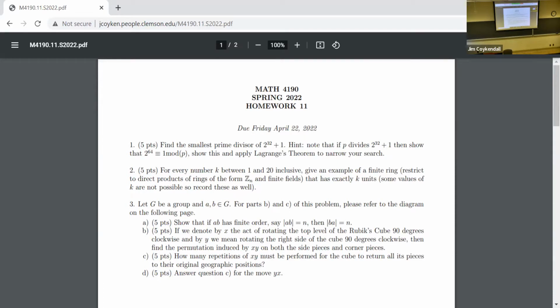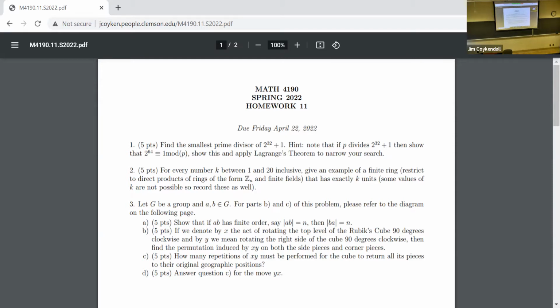It's like 600 billion or something like this. 2 to the 32 plus 1 is not a prime number. It's the smallest number of that form, 2 to the n plus 1, that is not. Find its smallest prime divisor. And here's my hint on how to do this.